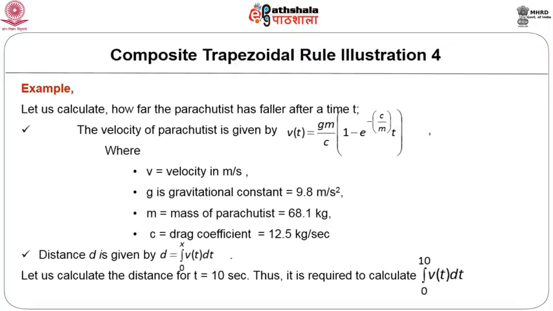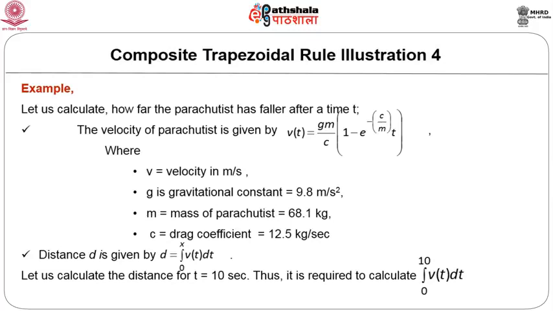For it, see, this is one example whose result is already known. It is integrable, but for illustration purposes, let us take the example of the velocity of a parachutist, which is given by gm by c times 1 minus e raised to the power minus c by m into t, where velocity is in meters per second. g is the gravitational constant, given by 9.8 meters per second square. m is the mass of the parachutist. In this example, let us take it to be 68.1 kg, and c is the drag coefficient, which is given by 12.5 kg per second.